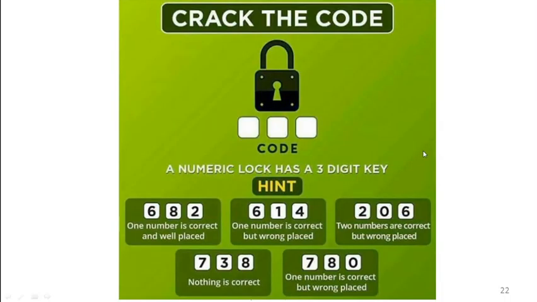So this is your next problem for the next session. Try to crack the code, students. Now we will move on to the next topic. After completing the second topic, we will discuss the answer for this question.